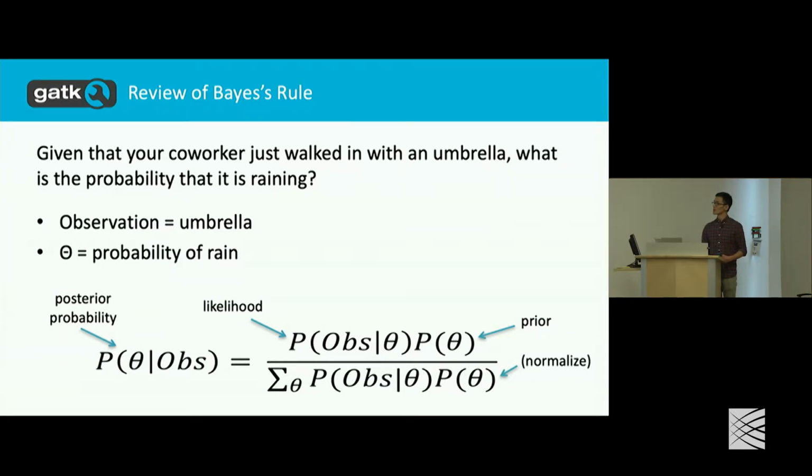So the prior probability of rain in LA is significantly lower than in Boston, and perhaps the coworker just came from an audition for a part in Dancing in the Rain or something. So the posterior probability of rain would be different depending on the prior.